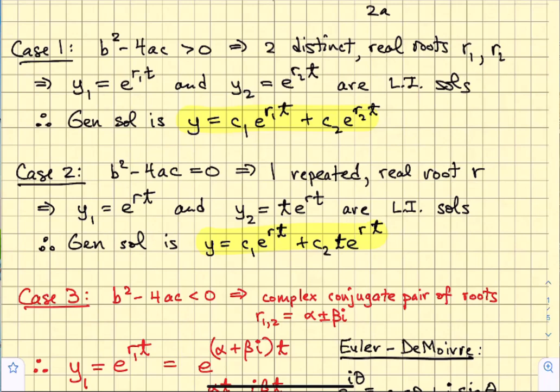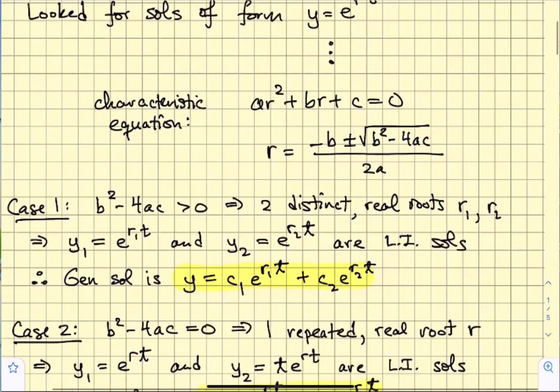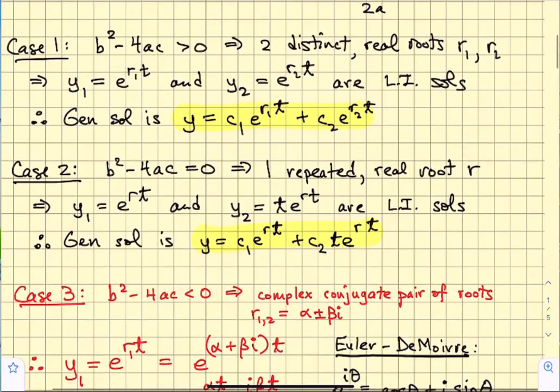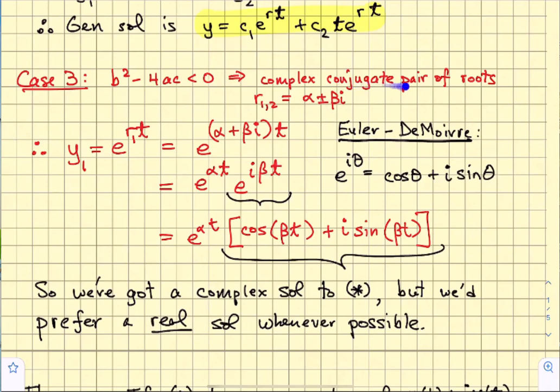We want to look at what happens when our discriminant is negative. When our discriminant is negative, what is sitting underneath the radical is negative, so we're going to get imaginary solutions to our quadratic equation. And we know from algebra that we're going to get a complex conjugate pair of roots. We'll call them r1 and r2, and they're going to look like alpha plus or minus beta i, where alpha and beta are numbers that we would know when we go to solve the equation.